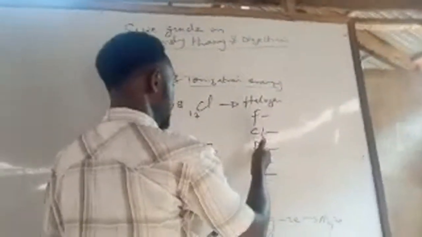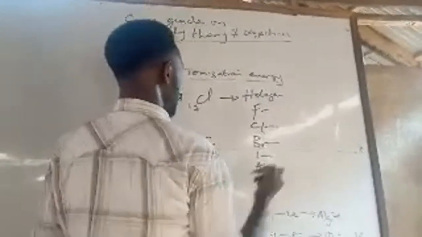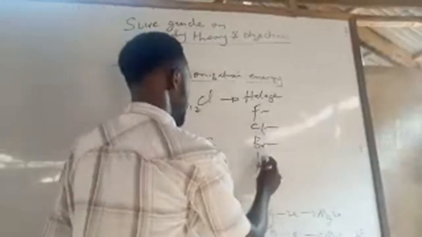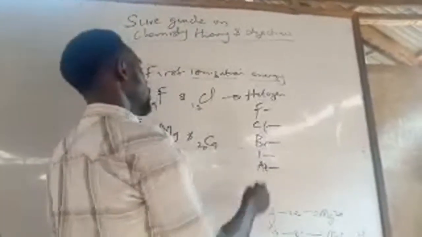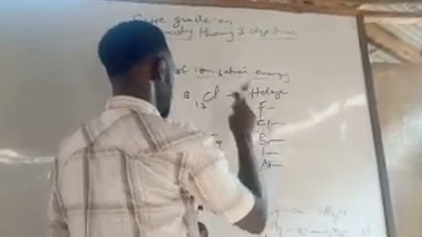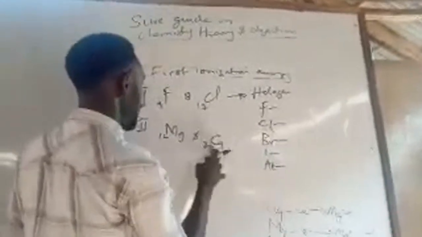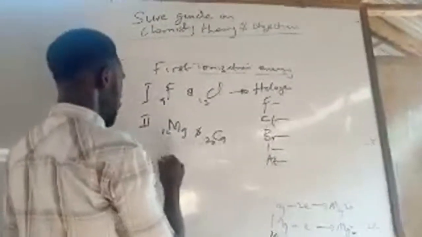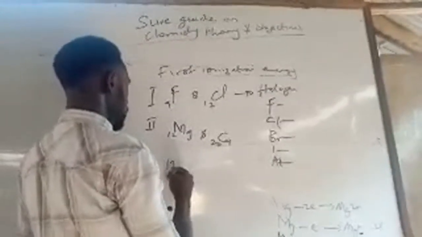Football Club Barcelona International as starting. This should be AT, not AS. AS is arsenic. So this is the halogens. So that's fluorine, chlorine, group what? 7. But magnesium and calcium have the valency of 2. Magnesium is number 12, calcium is number 20.